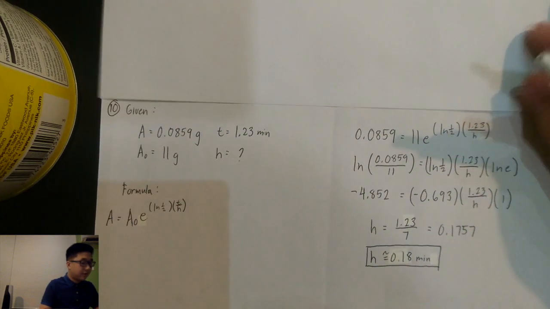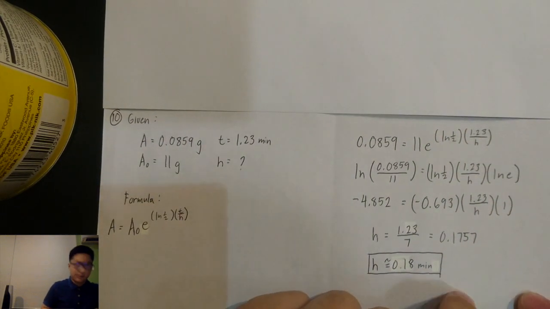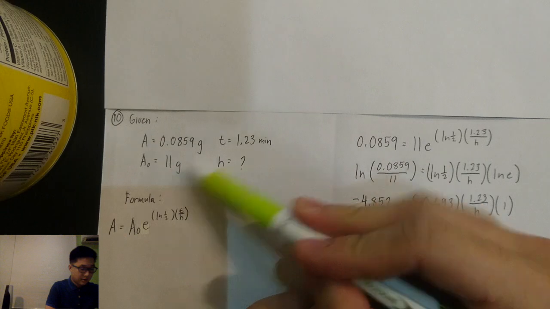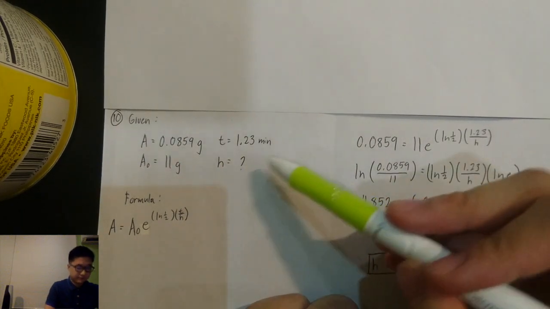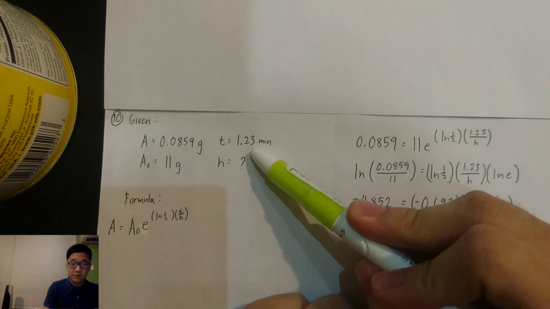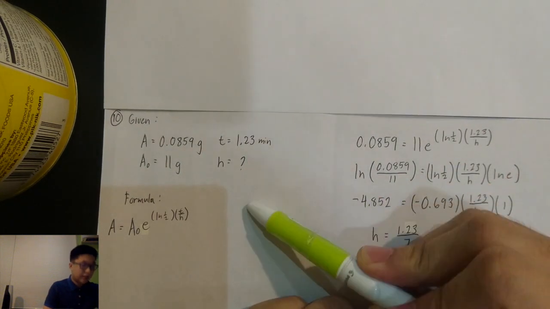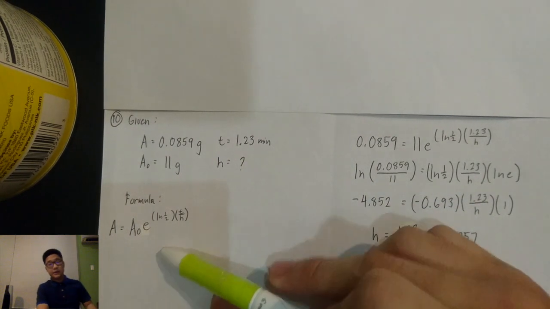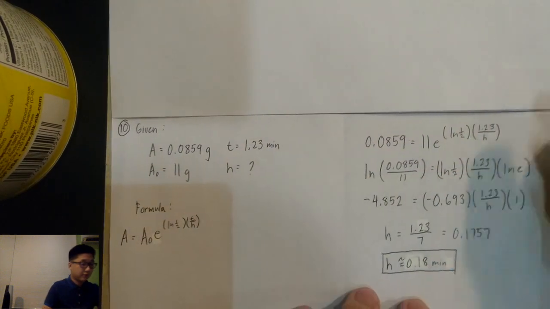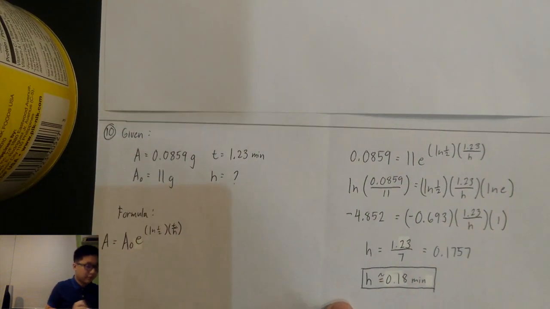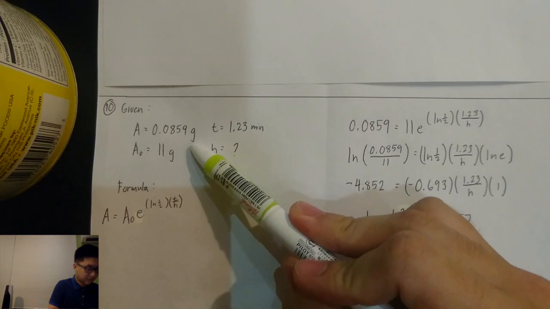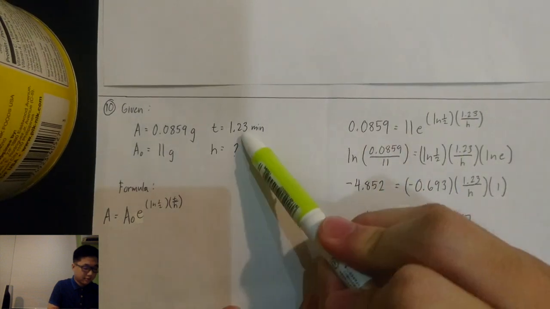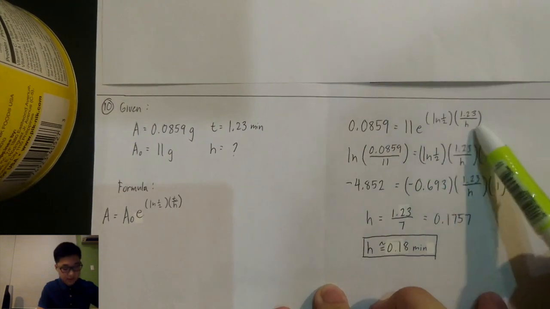Okay, there we go. For the last number, we are given A is equal to 0.0859 grams. Oh, my bad, gram. The original amount is equal to 11 grams. And the time is 1.23 minutes. So, again, we use the formula A is equal to A sub O times e raised to ln 1/2 times t all over h. We substitute the following values. 0.0859, we put it here. 11, we put it here. 1.23, we put it here.